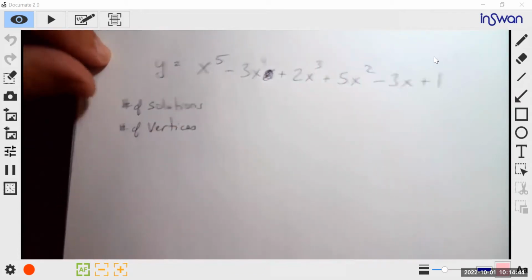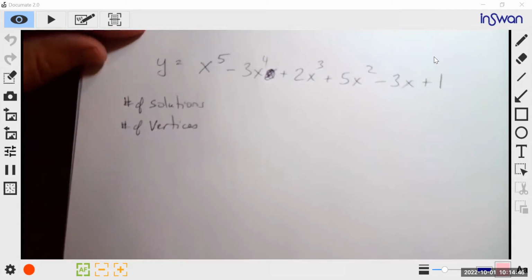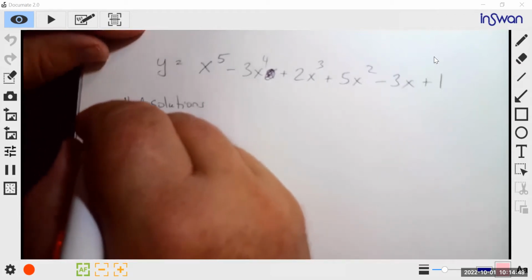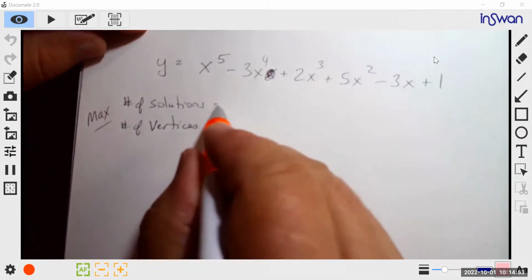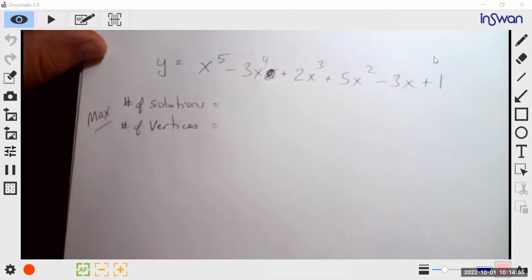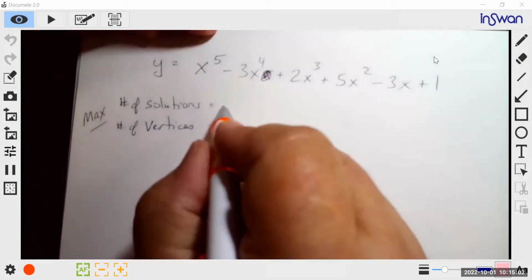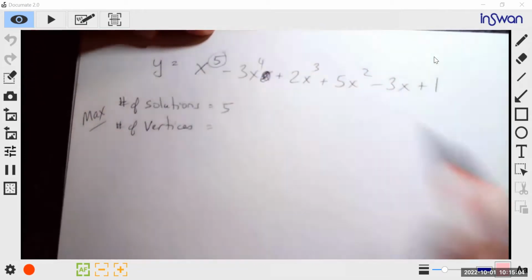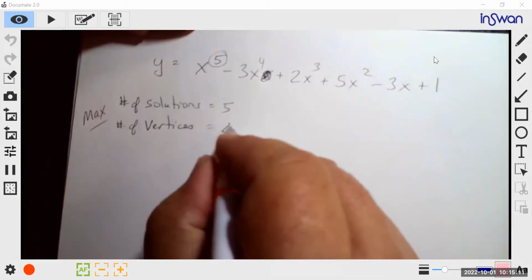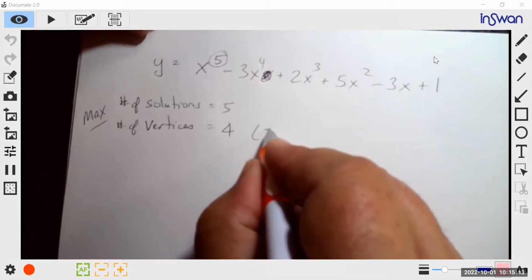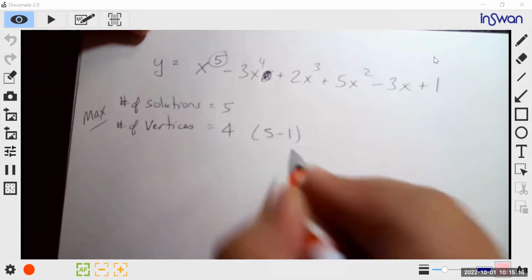From this equation, what is the maximum number of solutions I can have? And what is the maximum number of vertices I can have? Maximum I can have is 5, because that's what the degree is. So how many vertices can I have? 5. It's always going to be the degree minus 1.